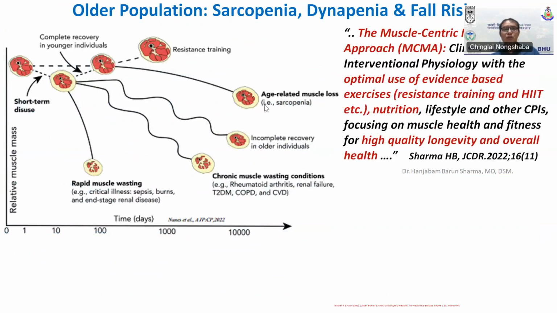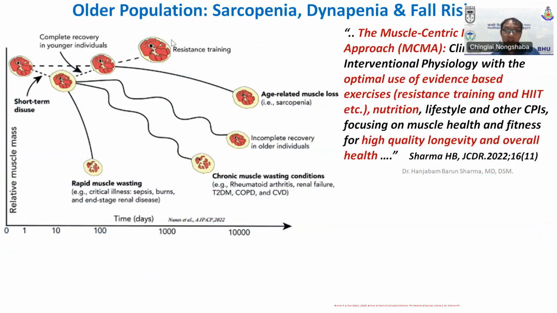This loss of muscle mass can occur in different types of pathological conditions, for example incomplete recovery in older individuals, or chronic muscle wasting conditions like rheumatoid arthritis, renal failure, type 2 diabetes, even COPD and cardiovascular disease. Rapid muscle wasting can occur in critical illness, sepsis, burns, and end stage renal failure. All this can lead to rapid muscle loss.